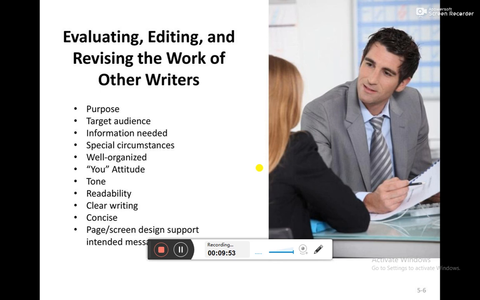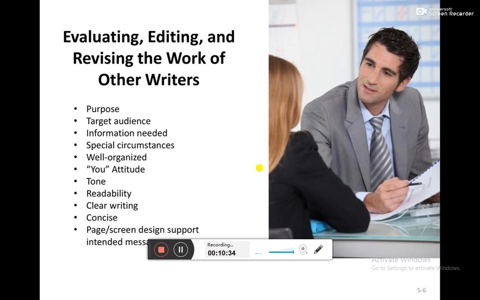Okay, now in the next slide, we are going to discuss evaluating, editing, and revising the work of other writers. So, at many points in your career, you will be asked to evaluate, edit, or revise the work of others. So before you dive into someone else's work, recognize the dual responsibility that you have. First, unless you have a specialty to rewrite something in your own style, keep in mind that your job is to help the other writer succeed at his or her task, not to impose your writing style.